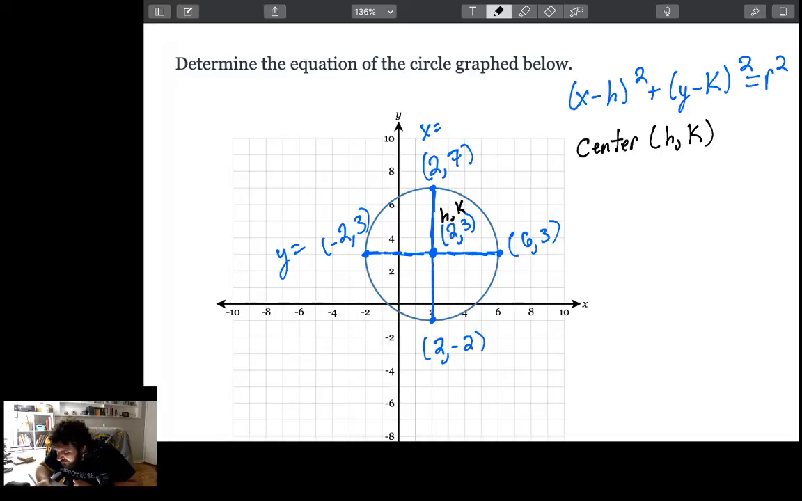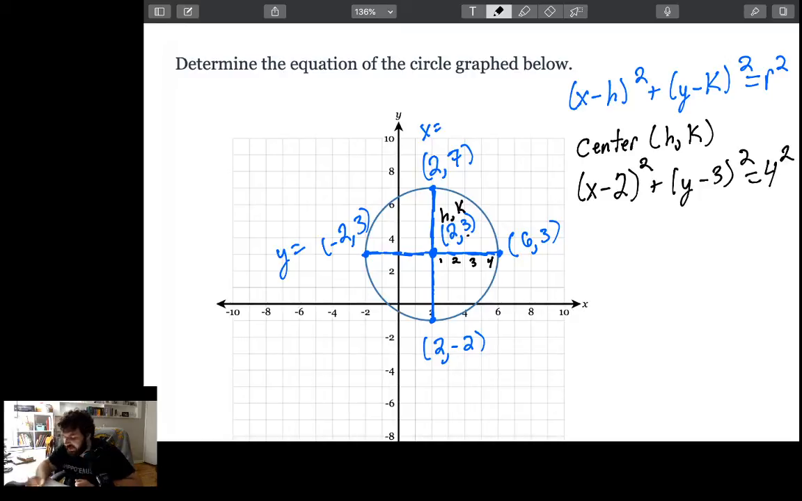So I have got right now (x minus 2) squared plus (y minus 3) squared. h is my x value. The radius, I just find that by going, well, this is 1, 2, 3, and 4 long, 4 squared. Do not forget to make that actually square out. So that's going to be 16 there. This is your whole answer.